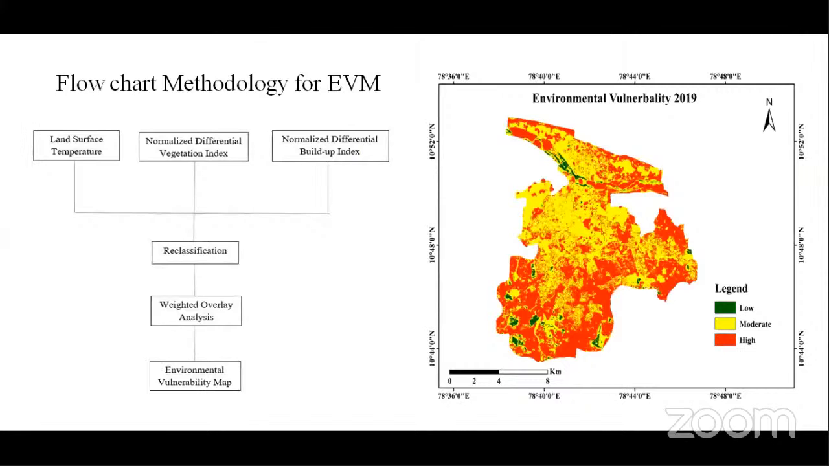Then this is the environmental vulnerability map. The red color in the legend shows high vulnerability. It has been done in QGIS by using the LST, NDVI and NDBI maps, and we have reclassified them, and by using overlay analysis we have made the environmental vulnerability map.